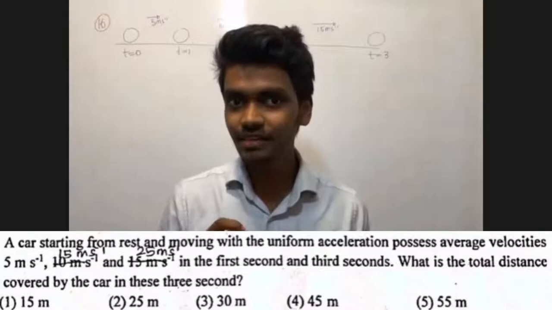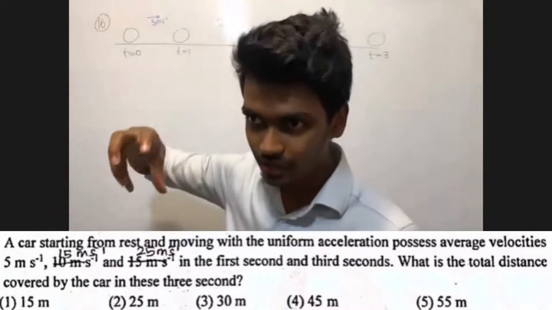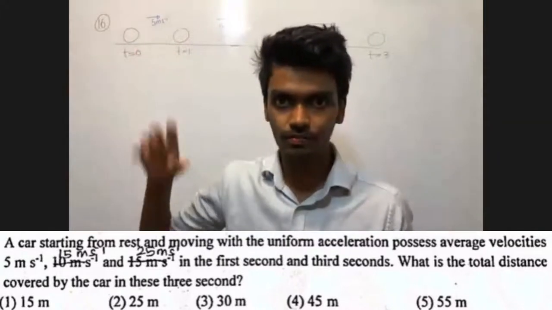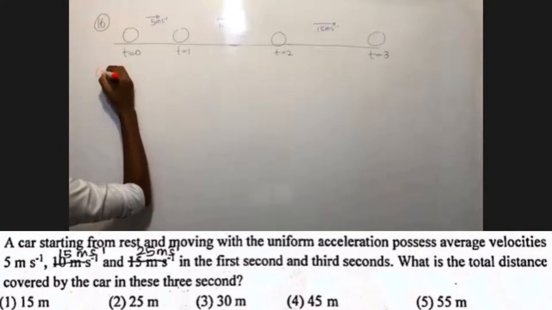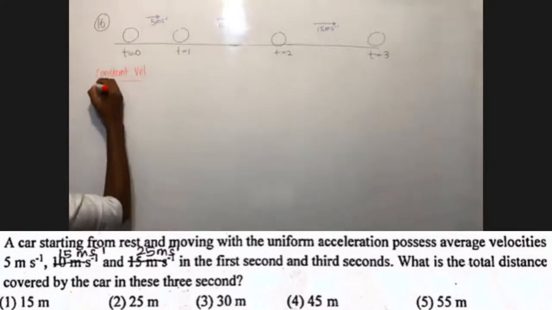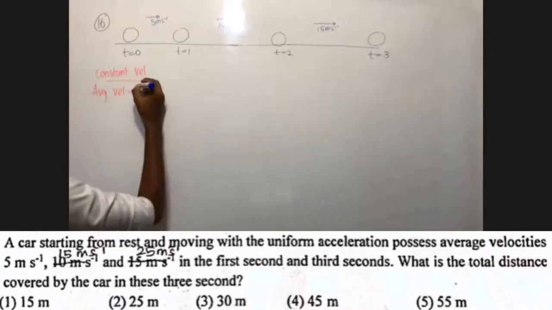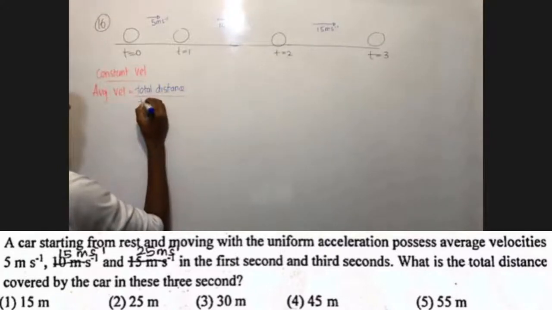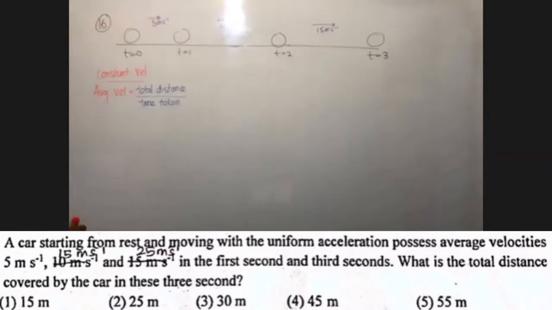I have taught you how to find average velocities when it is an accelerative motion. I told you on day one of linear motion how to find average velocities of constant velocity motions and of accelerative motions. Once again, a small recap. If it is a constant velocity motion, how do you find the average velocity? Average velocity is equal to total distance over time taken.